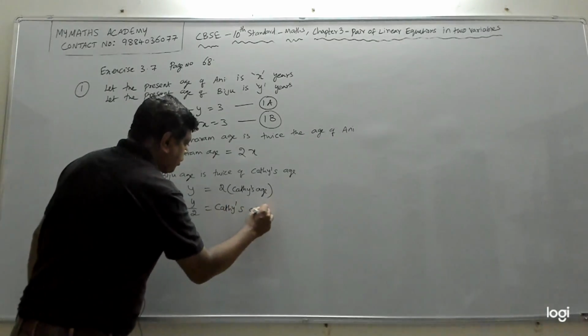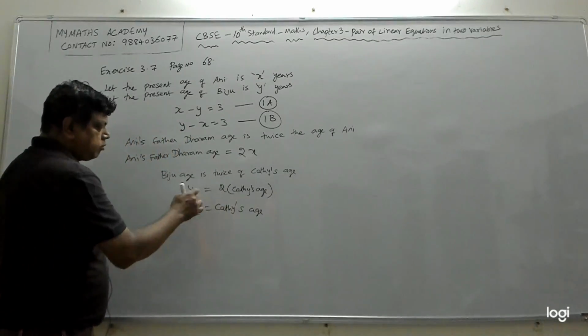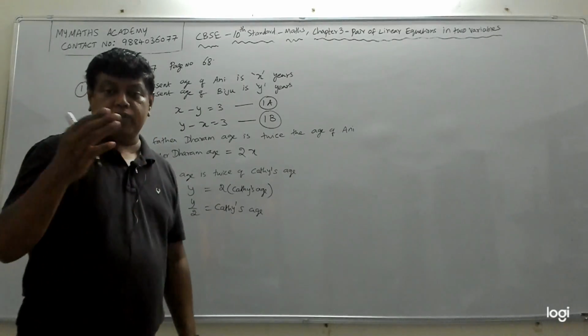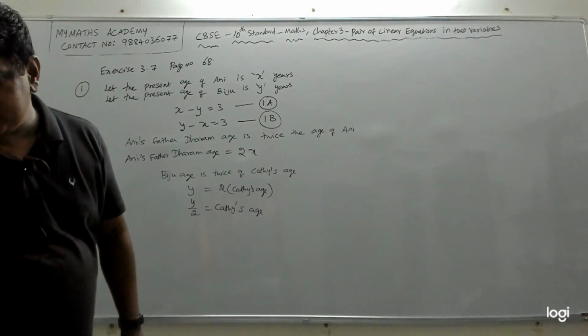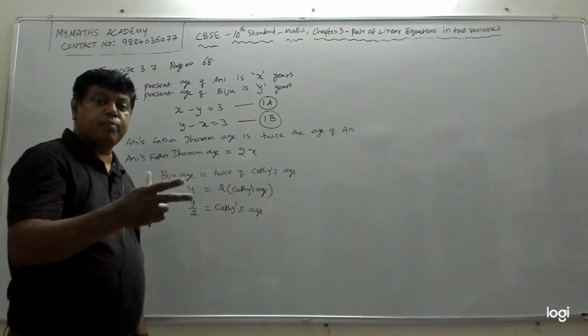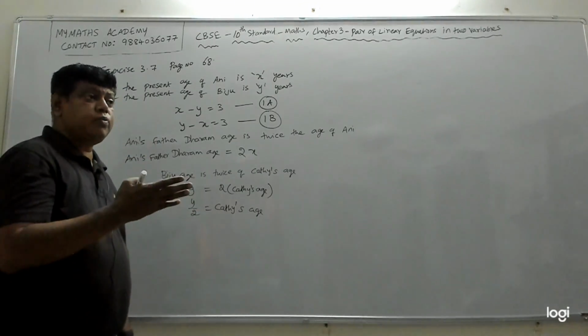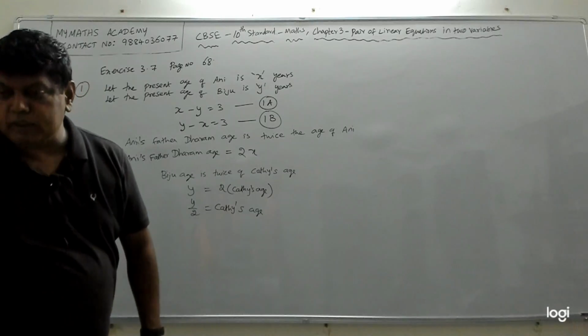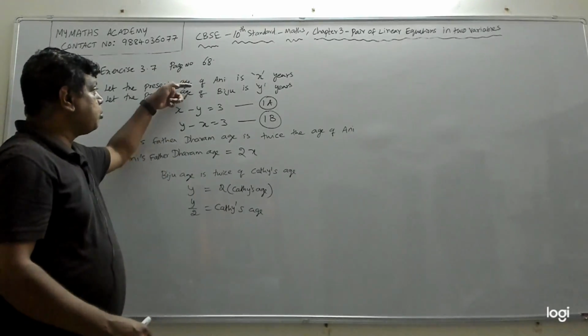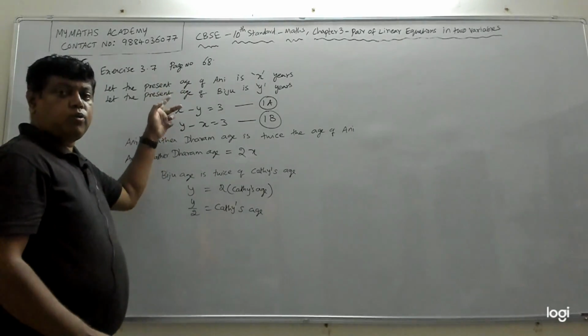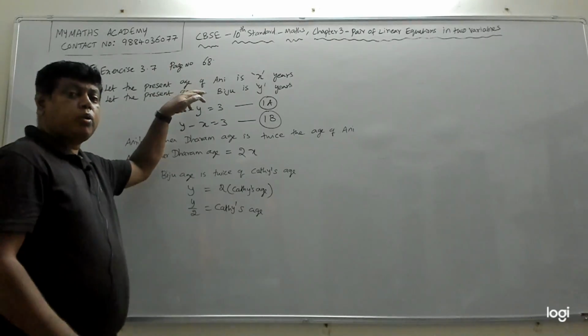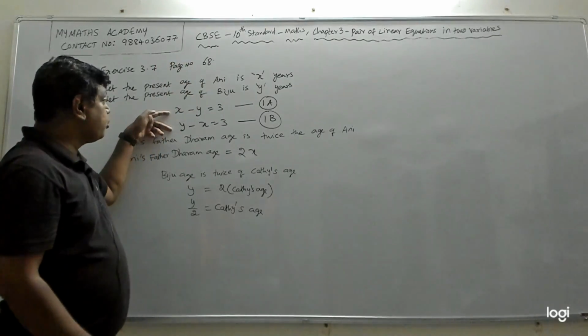Kathy's age will be y by 2, because this 2 will come down. And what is the other information given in the textbook? It says the ages of Kathy and Dharam differ by 30 years. So here we know who is older. Earlier we didn't know who is older, because Ani and Biju are friends, so we don't know whether Ani's age is more than Biju's or Biju's is more than Ani's. That's why we are taking 2 cases.